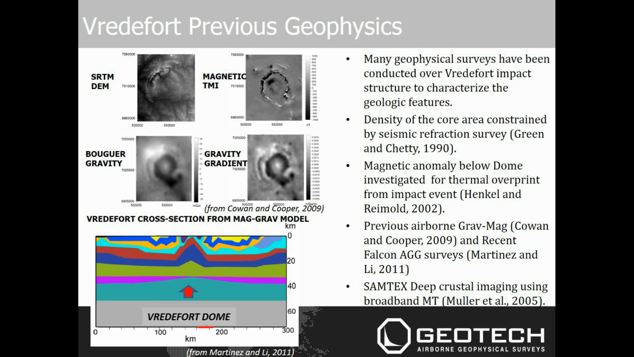So there have been many geophysical surveys conducted over the Vredefort Dome to characterize its geological features. These include, in 1990, Green and Chetty described the density of the core area by seismic refraction. In 2002, Henkel and Reinhold investigated the magnetic anomaly below the dome for thermal overprint from the impact event. And there have been previous airborne gravity surveys as well, by Cowan and Cooper presented airborne gravity, as well as there's a Falcon AGG data set over the area.